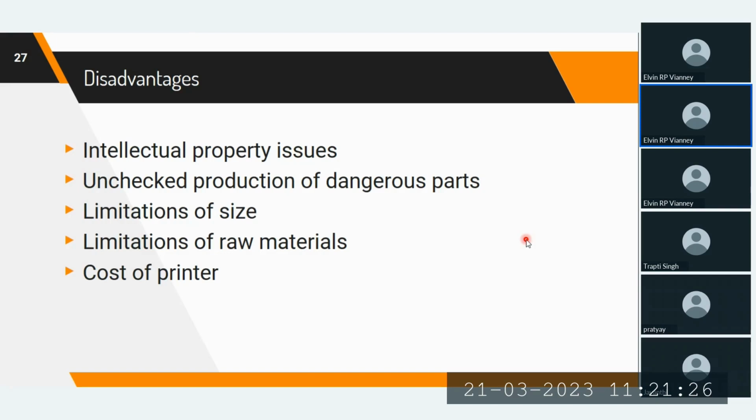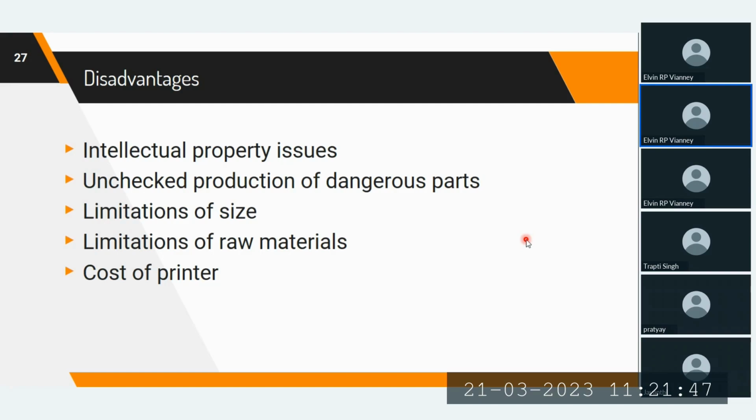And unchecked production of dangerous shapes. For dangerous sharp corners, it will never check for any solution. It will directly do its operation, and if the product is getting damaged, it will damage the 3D printer as well. If the product is getting stuck on the adhesion, it will damage the 3D printer as well.